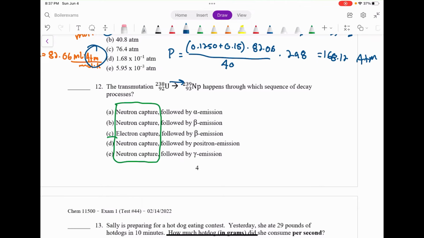The problem I see with C right away is that you capture an electron, which has a mass number of 0, and then you do a beta emission, which also has a mass number of 0. So answer choice C will not work because it's not going to change your mass number. C is wrong, so we're going to take that one right off the table. The other 4 all start with neutron capture, so we know that's going to be our first step. Let's see what that looks like.